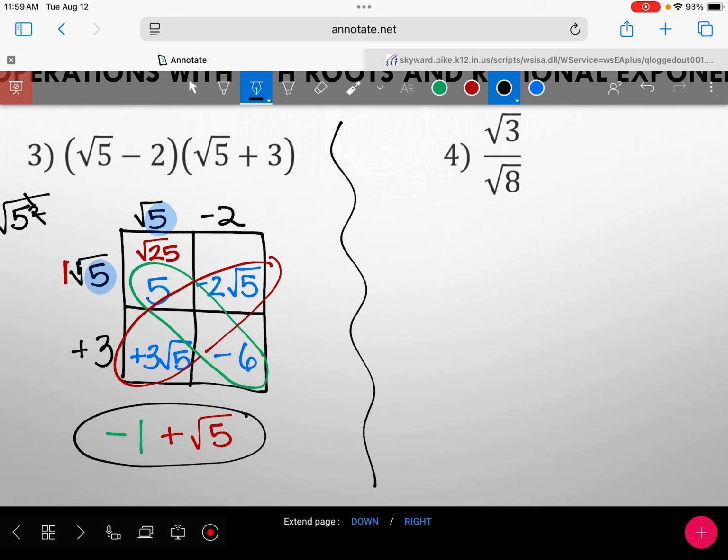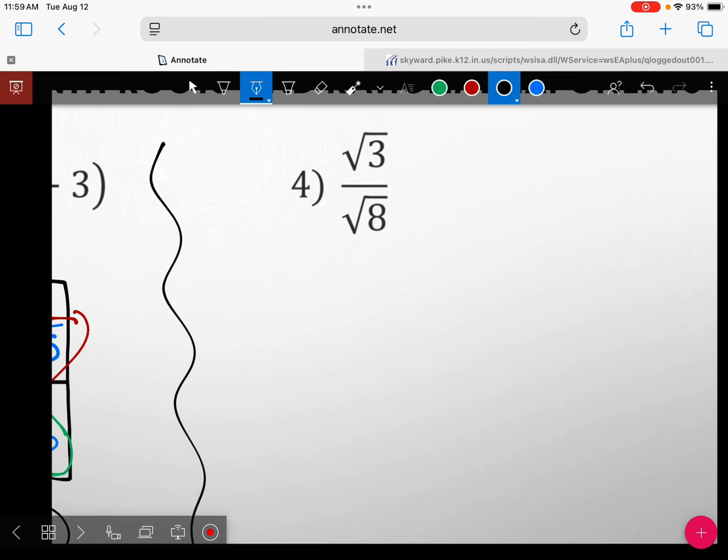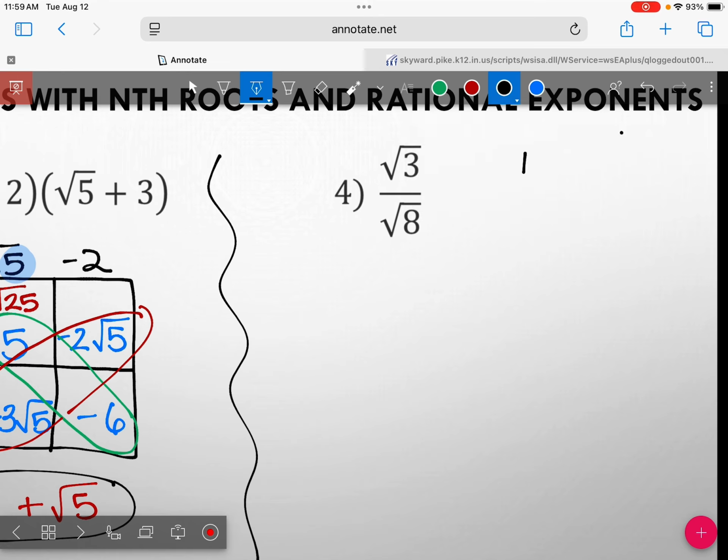So we talked about imaginaries and how we can't have an imaginary in our denominator. The same thing goes with the square root. So no radicals can stay in the denominator. You can't have a radical in the denominator.